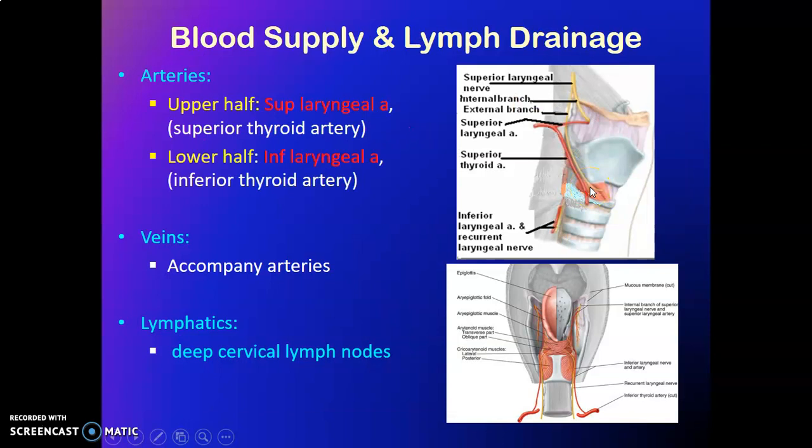So what's the blood supply of the larynx and the lymphatic drainage? The arteries include the superior laryngeal artery, which supplies the upper half. It comes from superior thyroid artery. Superior thyroid is from external carotid. So external carotid gives superior thyroid gives superior laryngeal. That supplies the upper half. The lower half comes from inferior laryngeal artery, from inferior thyroid artery. Inferior thyroid comes from the thyrocervical trunk, which is from first part of subclavian artery.